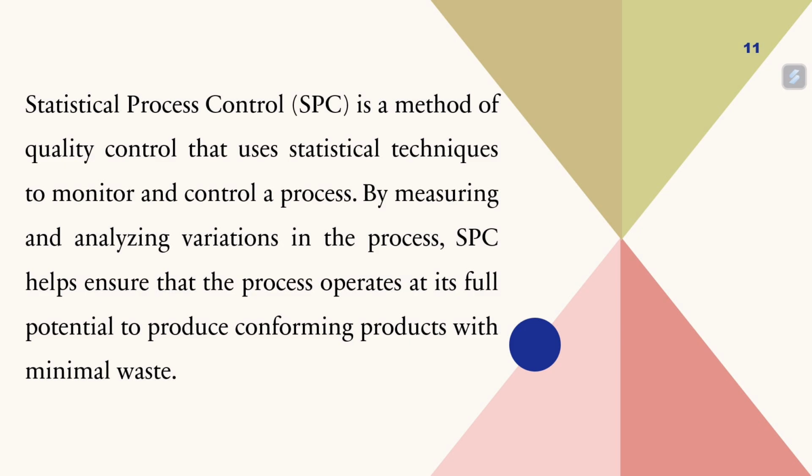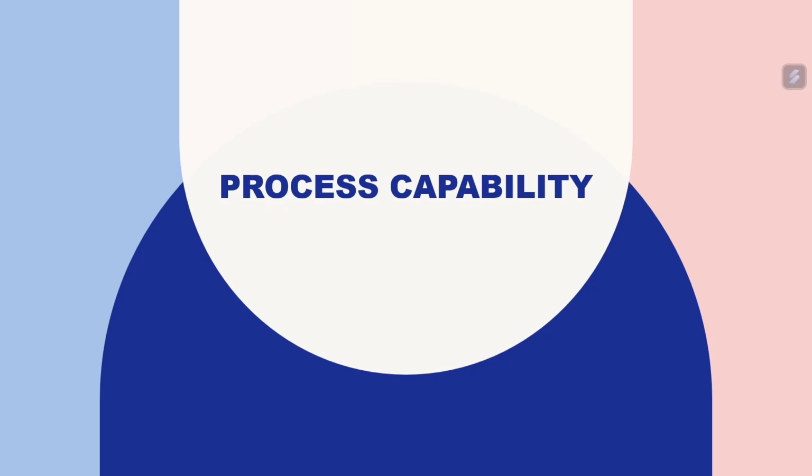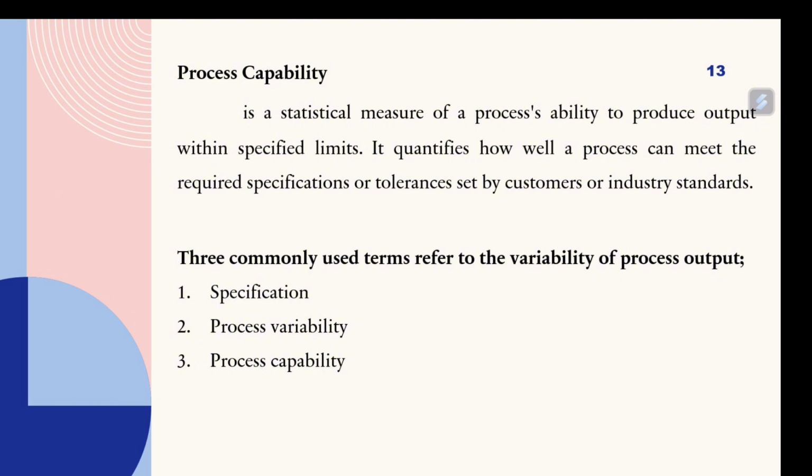So last is process capability. Process capability is a statistical measure of a process's ability to produce output within specified limits. It quantifies how well a process can meet the required specifications or tolerances set by the customers or industry standards. Okay, so once the stability of a process has been established, it is necessary to determine if the process is capable of producing output that is within an acceptable range.